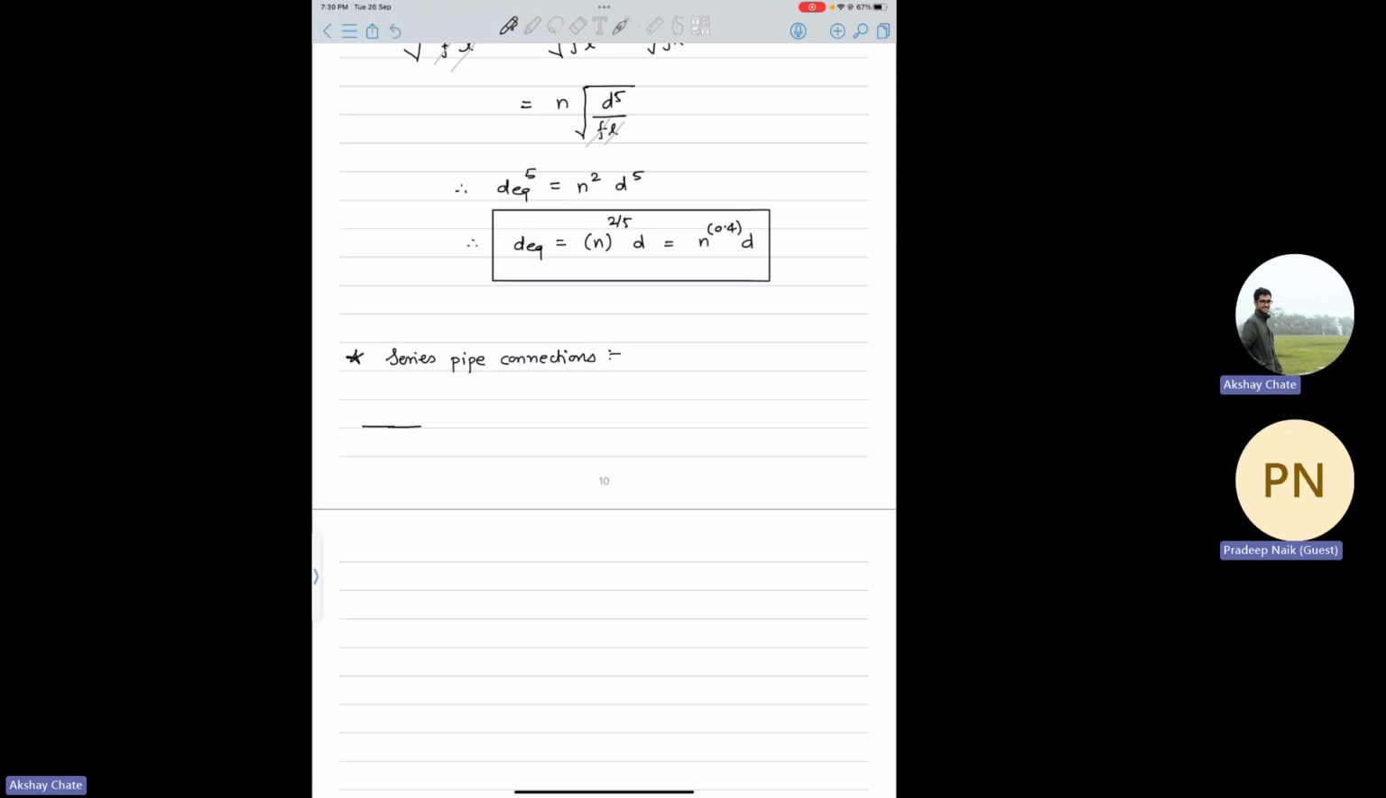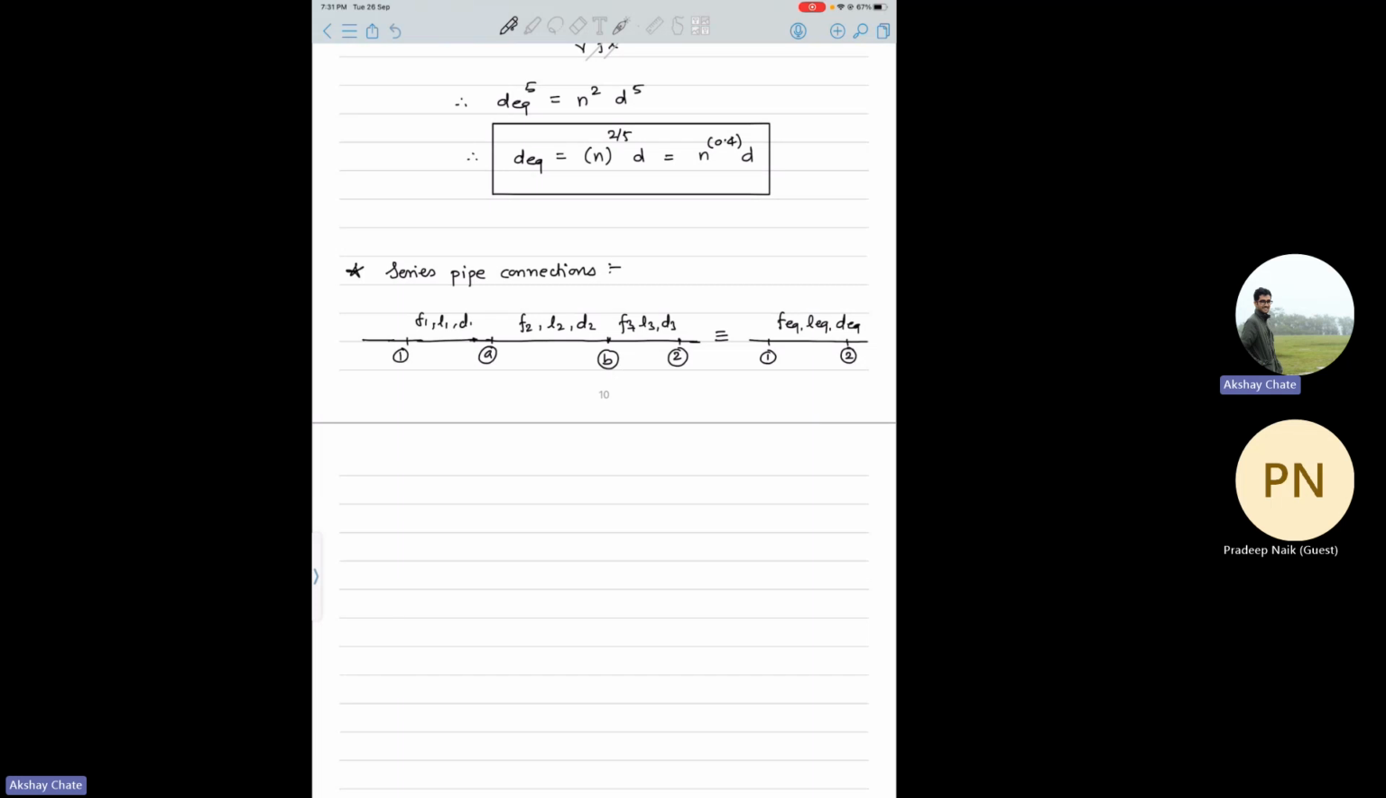Yeah, and in series what happens? Let's say you have one pipe here, of f1, L1, D1. Then you have another pipe between A and B of f2, L2, D2, and then maybe a third pipe between B and C of f3, L3, D3. Now you have to replace this with an equivalent pipe. So only one pipe instead of three pipes in series, and this length and diameter are unknowns that you need to find out.